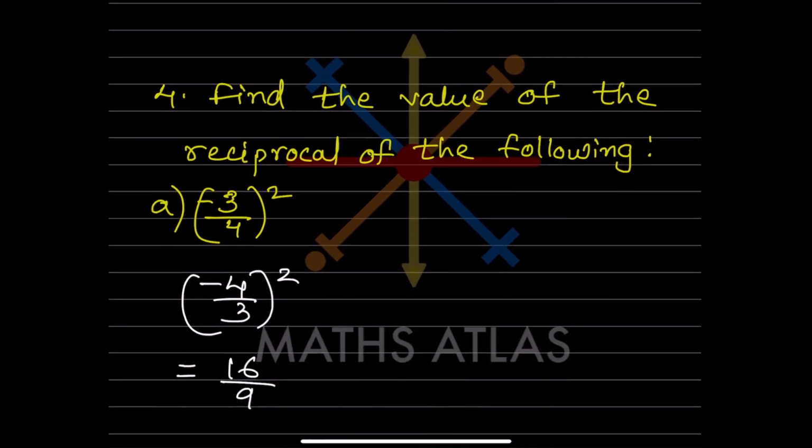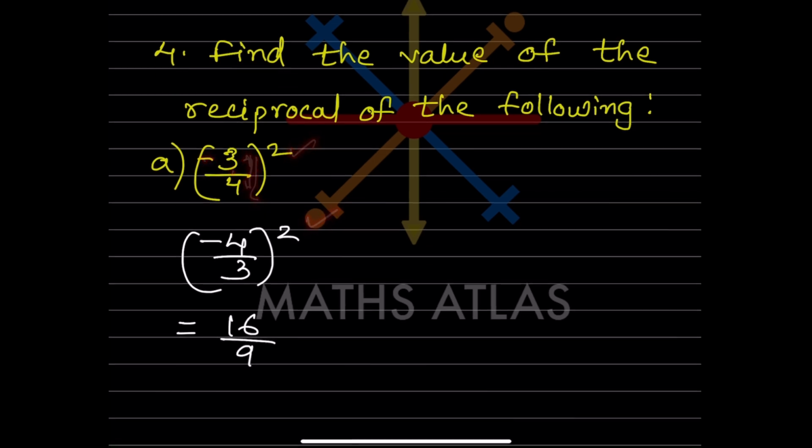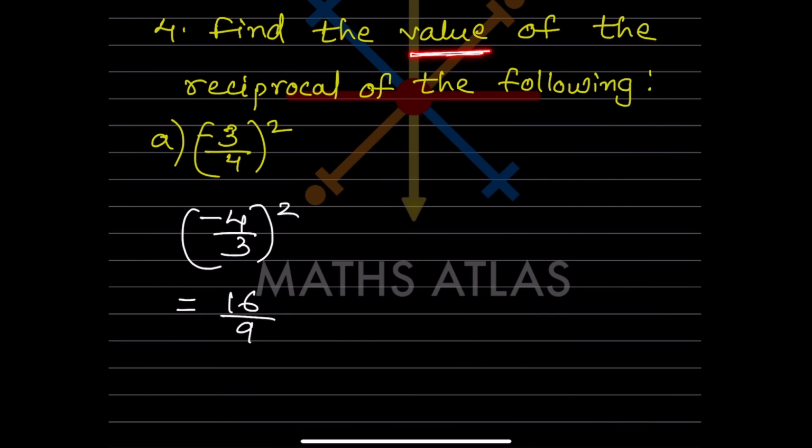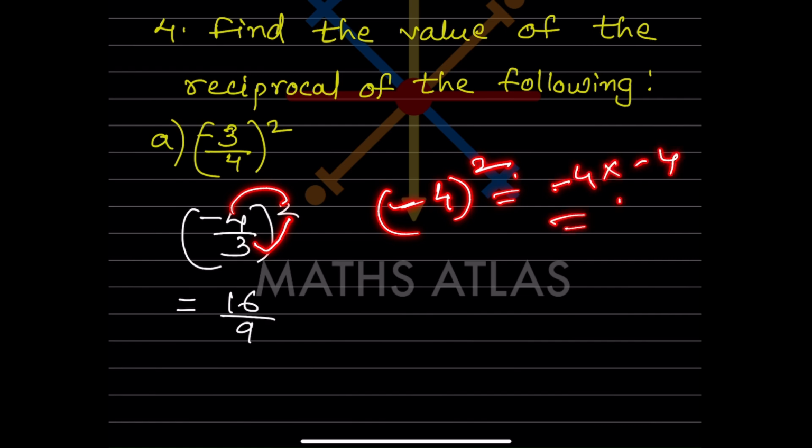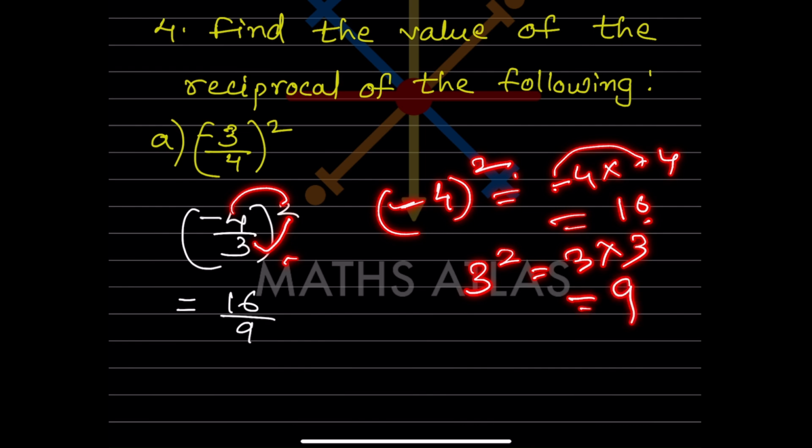Now find the value of the reciprocal of the following. Here, if we are taking the reciprocal, this will be minus 4 by 3 and this is already positive. So we have to keep it as it is. So now we have to find the value. Value means we want the final answer. So now look here. This type, you have to multiply both of them by 2. So this will be minus 4 into minus 4. So that is going to be 16. Now these are 2, so that is going to be positive. Now 3 square means that is going to be 3 into 3. That is going to be 9. So 16 by 9.